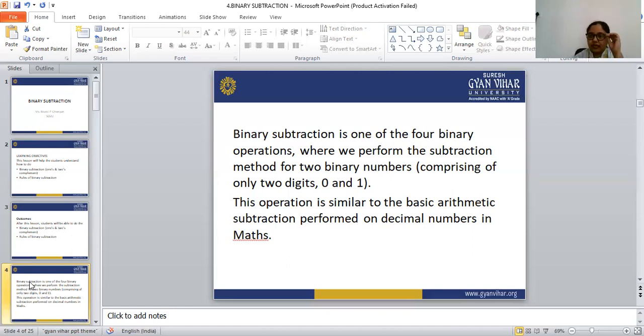In the decimal number system, 3 minus 2 is equal to 1, or 10 minus 5 is equal to 5. In the decimal number system we don't remember any rules for subtraction, but in the case of binary subtraction, we have to remember some rules.